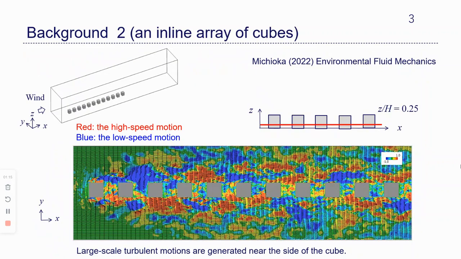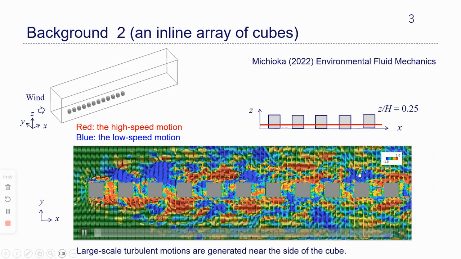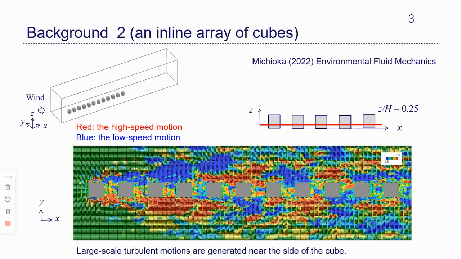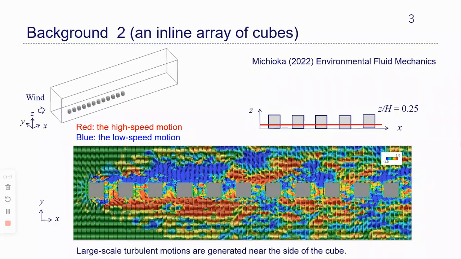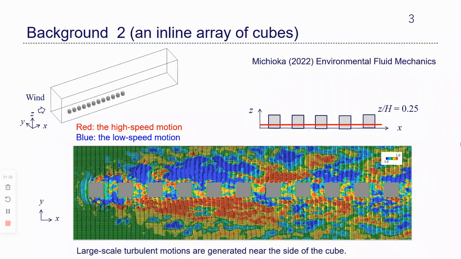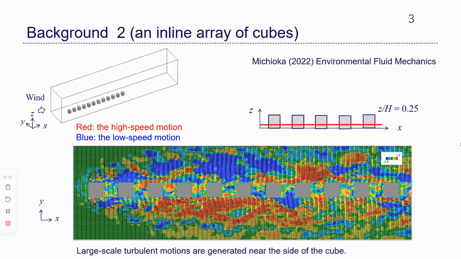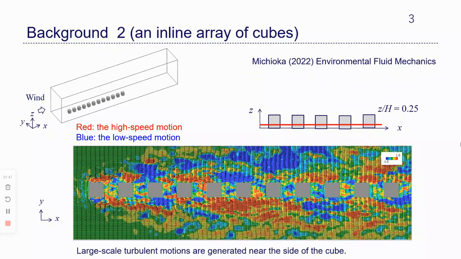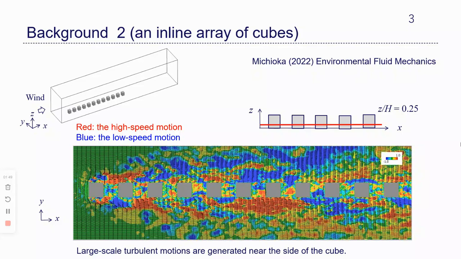In another case, our group also implemented a large eddy simulation for turbulent flow around the inline array of the cube, like this. This is also a movie for the streamwise velocity and vector around the inline array of the cube. As you can see, the high speed, large scale turbulent motion and large scale low speed motion are generated near the side of the cube.